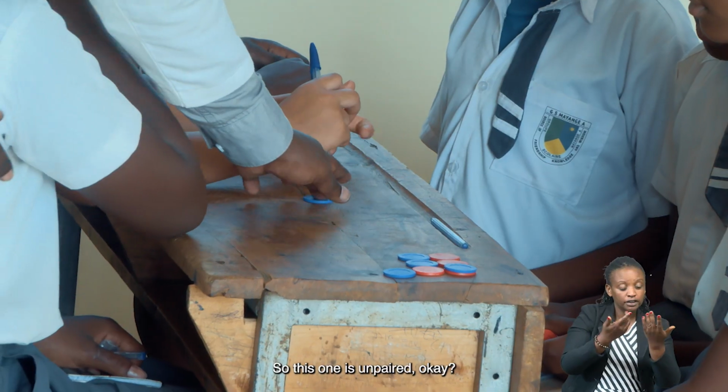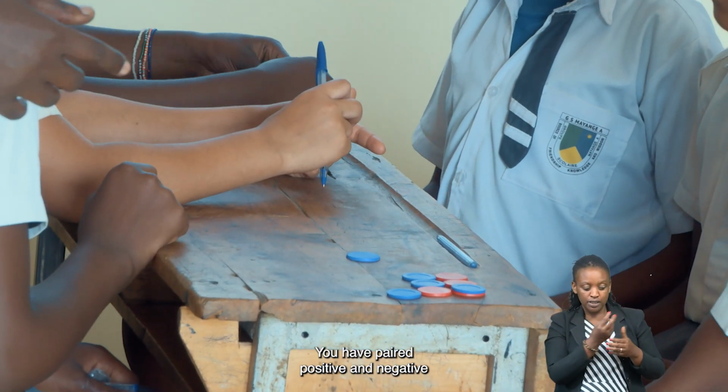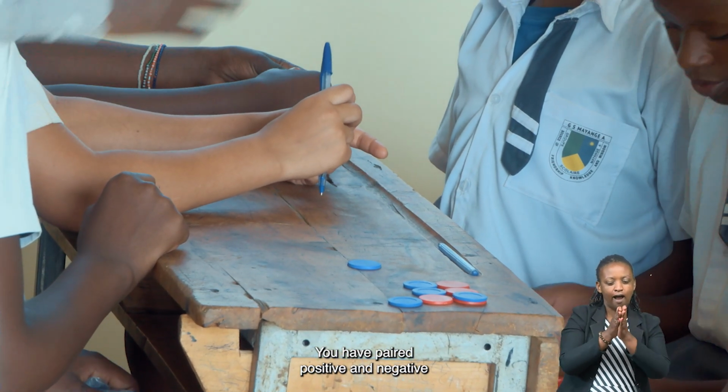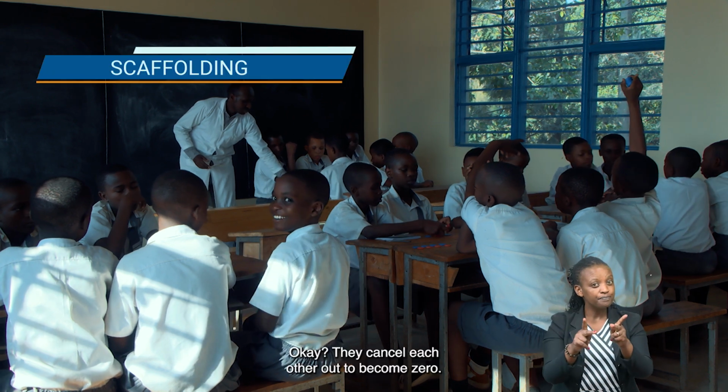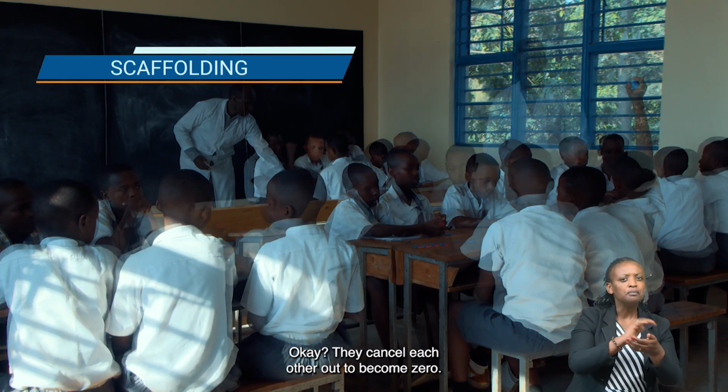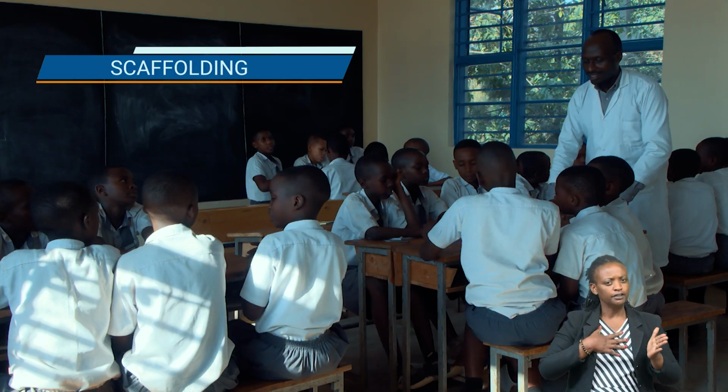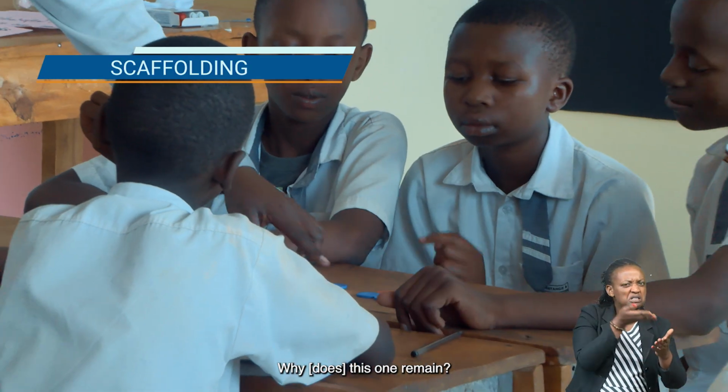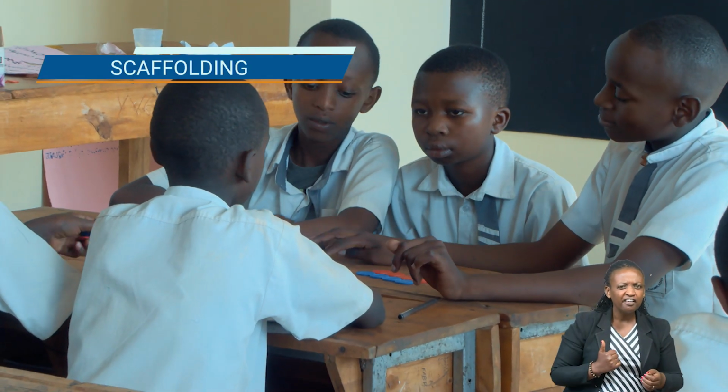Positive 1. So this one is unpaired, okay? You have paired positive and negative, okay? They cancel each other to become 0. You show me, please. Why does this one remain? Why?